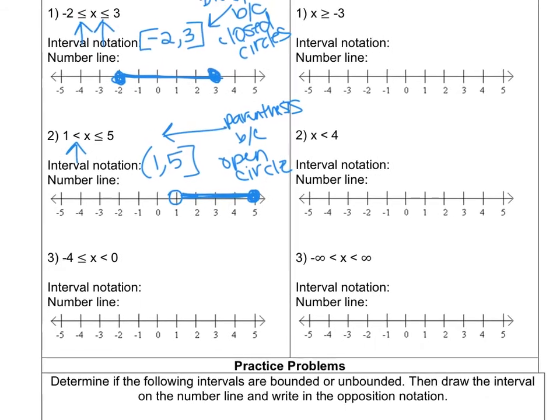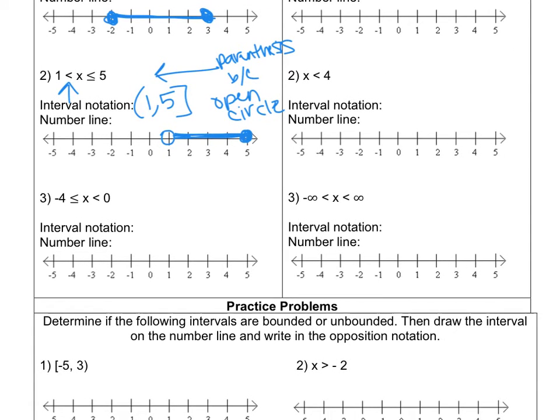Moving on to number 3. Alright, so now we're saying x has to be greater than or equal to -4. Let's go ahead and shade that. But less than 0. So this is opposite. I'm starting off with a closed circle, but ending with an open circle. Now if we write this as an interval, I would bracket -4 and put a parenthesis around 0.